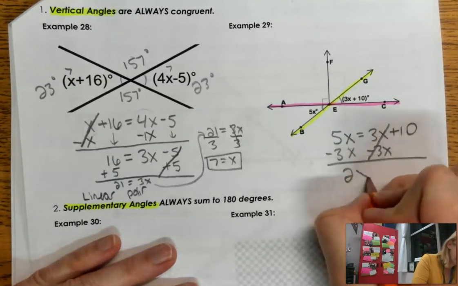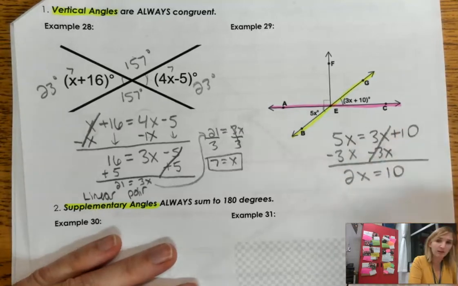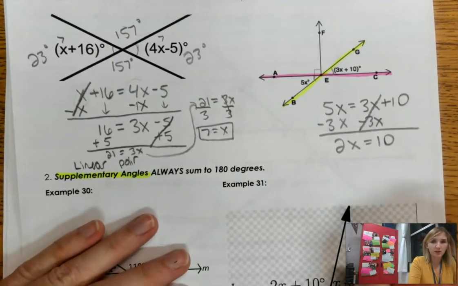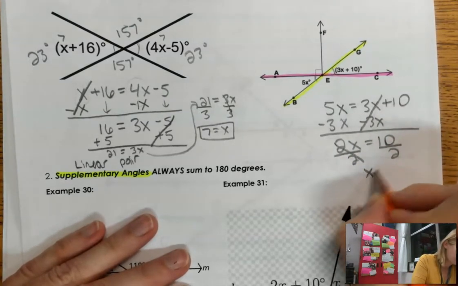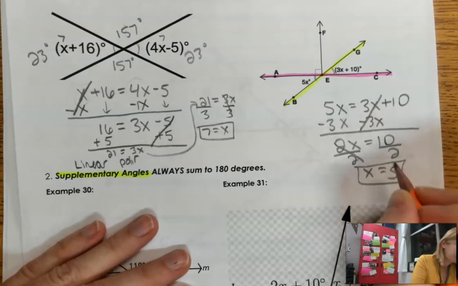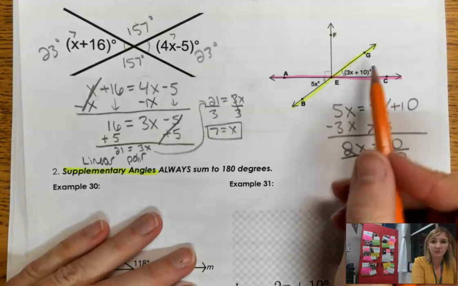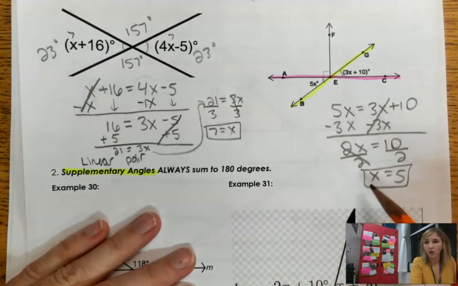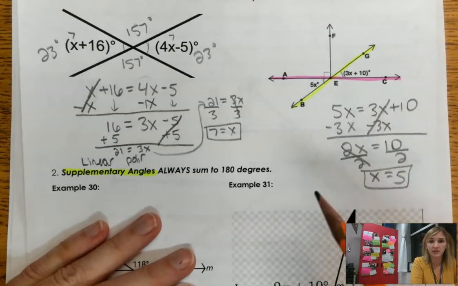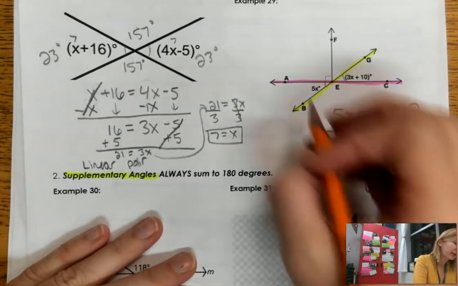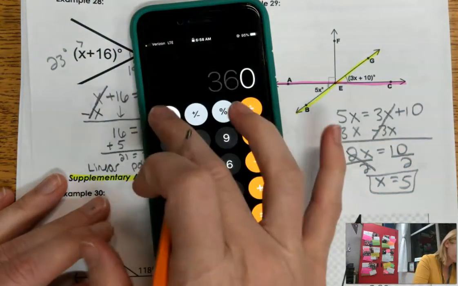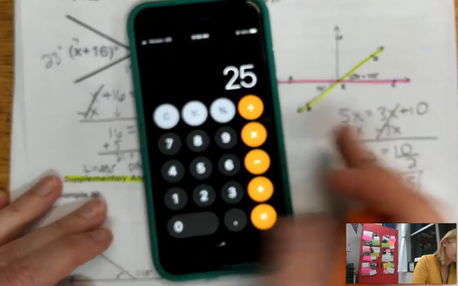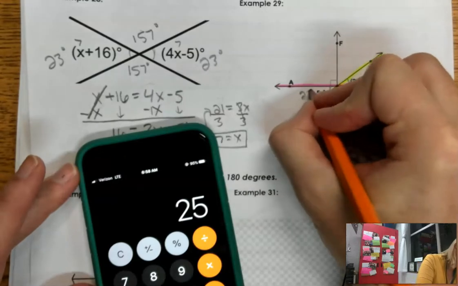5x minus 3x gives me 2x, and I bring my 10 down. My last step is divide both sides by 2, so I'm left with x equals 5. So does that mean this is 5 degrees? No, we need to plug x into this. So I'm going to plug x in here. That's going to be the same thing as doing 5 times 5, which gives me 25 degrees.